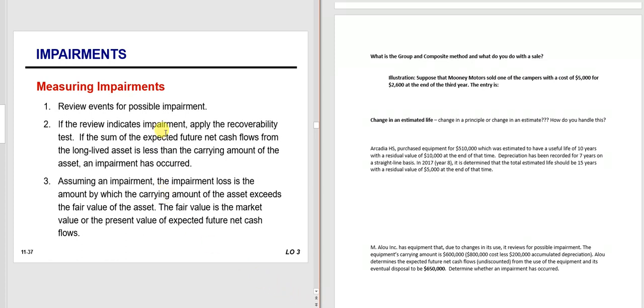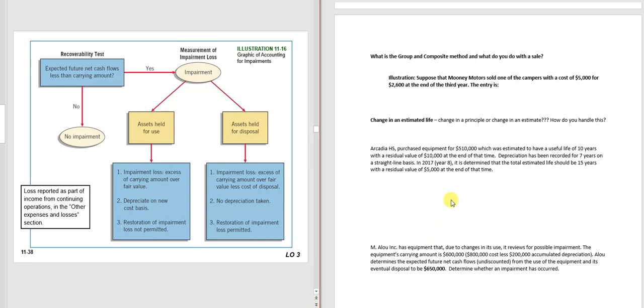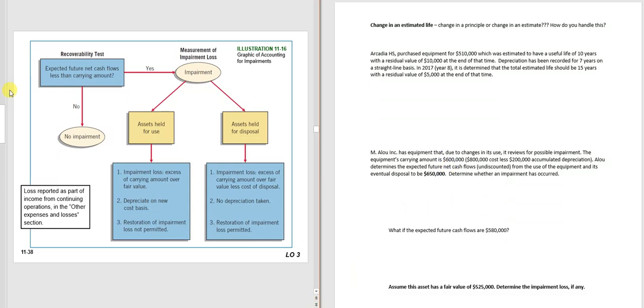So the first thing you're going to do is figure out, am I going to get more out of the future cash flows than it's on my books for? And if so, then I need to write it down. So let's go through an example. Are the expected future cash flows less than the carrying amount? In other words, what it's on my books for.